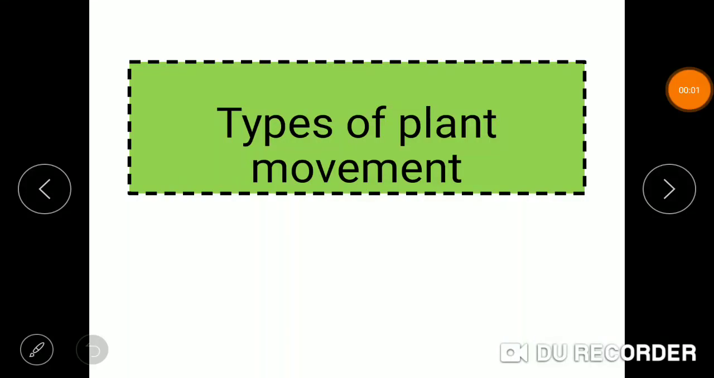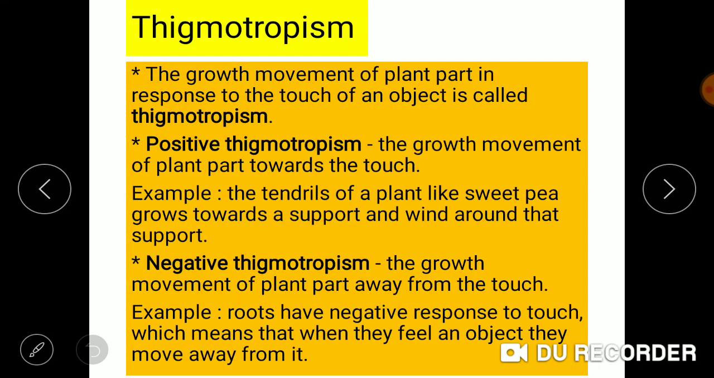Hello students, we'll be continuing with the same topic today, types of plant movement. There are 5 types of plant movement. We have already discussed the 4 types of plant movement. Those are phototropism, hydrotropism, geotropism and chemotropism. Now we move on to the 5th type of plant movement, which is thigmotropism.